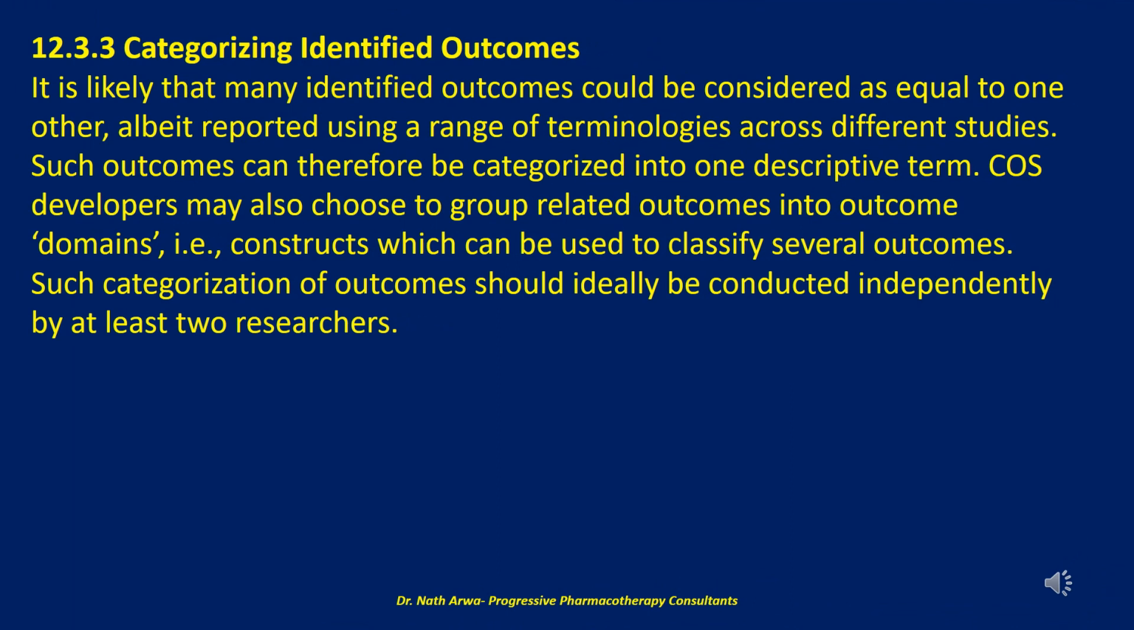Next, we will consider categorizing identified outcomes. It is likely that many identified outcomes could be considered as equal to one other, albeit reported using a range of terminologies across different studies. Such outcomes can therefore be categorized into one descriptive term. Core outcome set developers may also choose to group related outcomes into outcome domains, i.e., constructs which can be used to classify several outcomes. Such categorization of outcomes should ideally be conducted independently by at least two researchers.